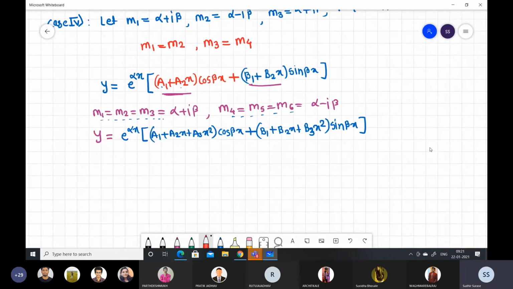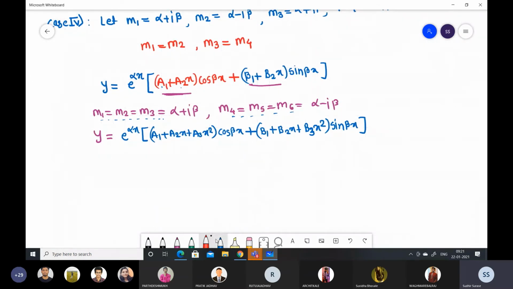Now let me give you one example of this kind. Example: solve (D square plus 1)(D square plus 4) y is equal to 0. This is the given differential equation and we are looking for its solution.